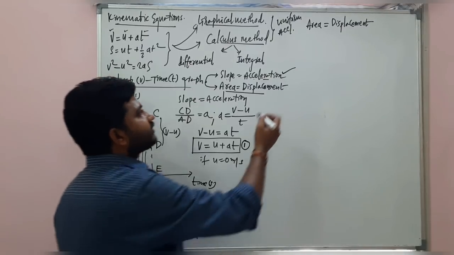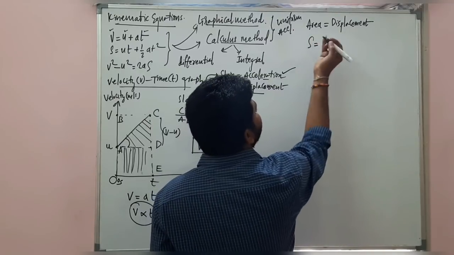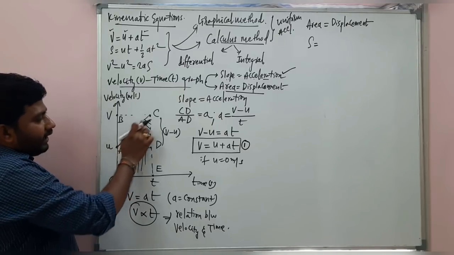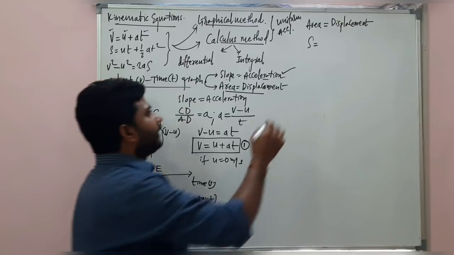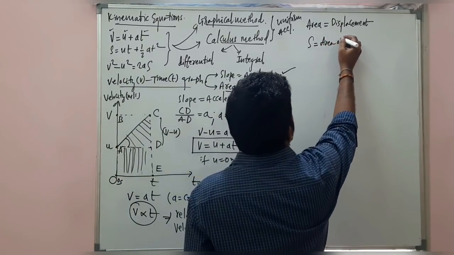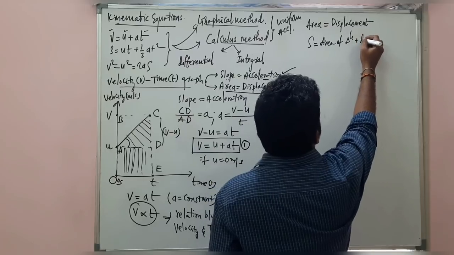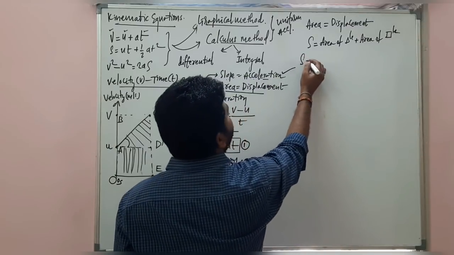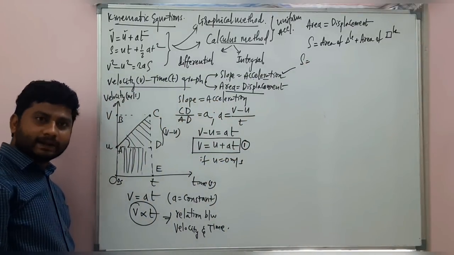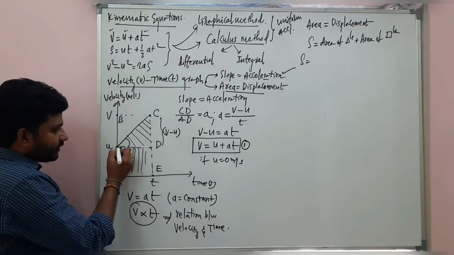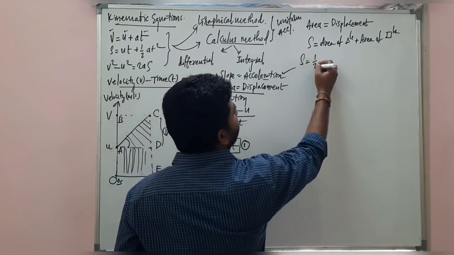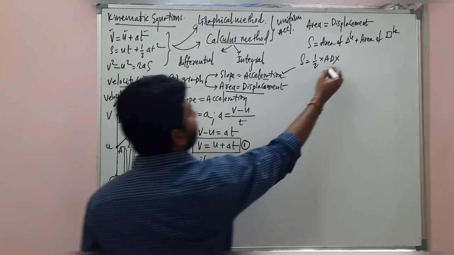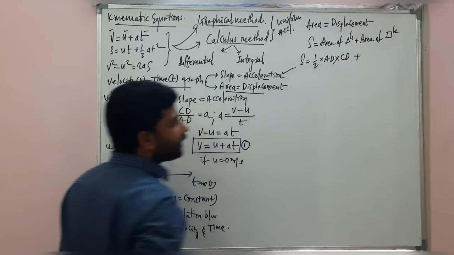Okay. So the displacement, I am writing it as S. S is the total displacement taken by the body, which is equal to the area of the triangle plus the area of the rectangle. All right. So displacement is equal to, what is the area of the triangle here? Half into base into height. Base is AD. What is the height of the triangle? It is CD. Plus the area of the rectangle.